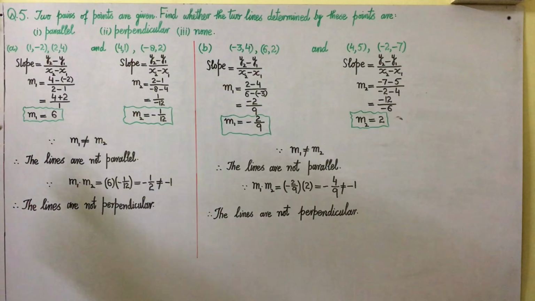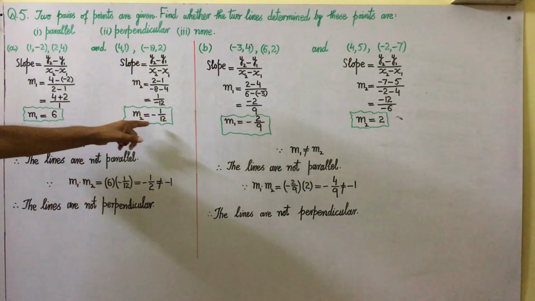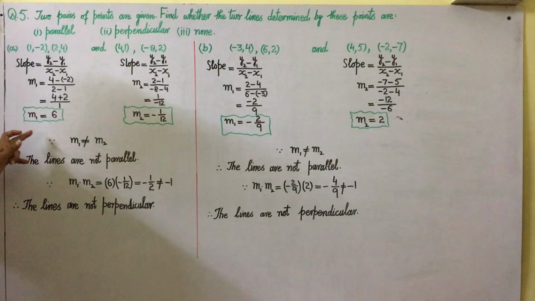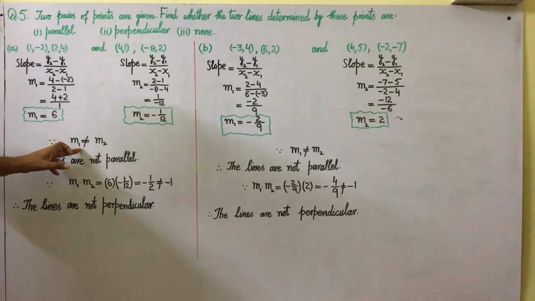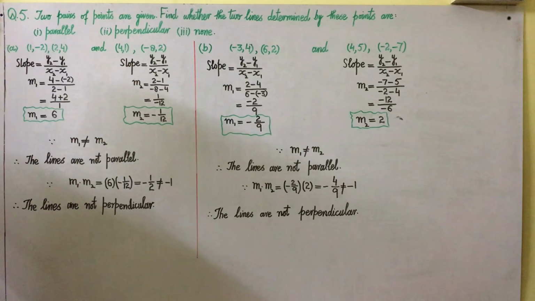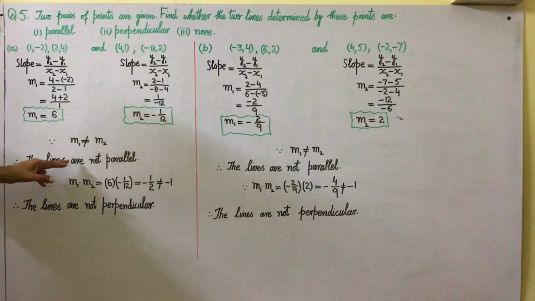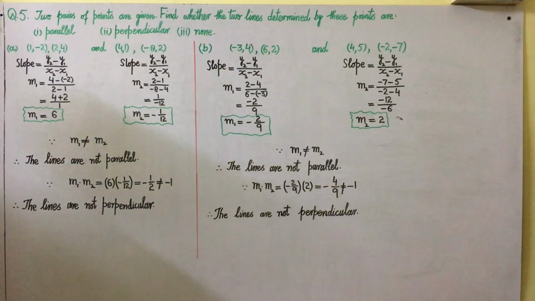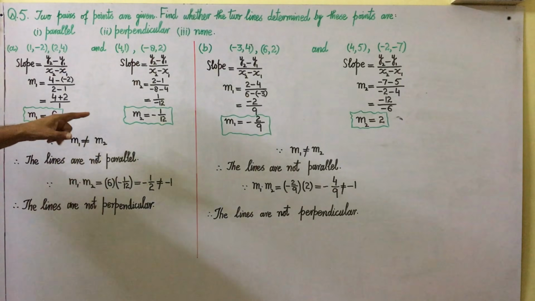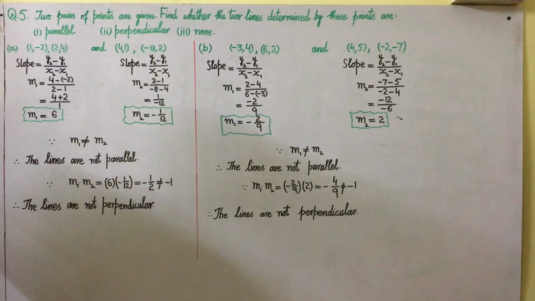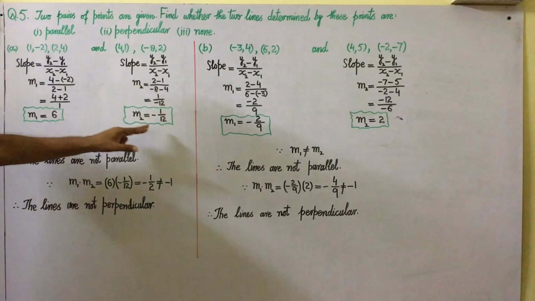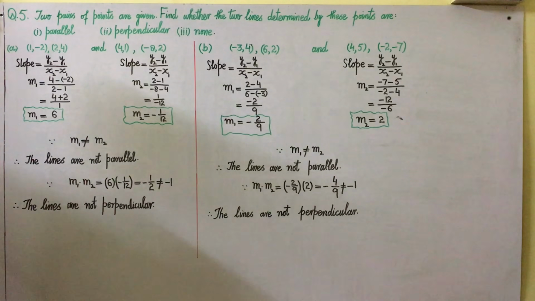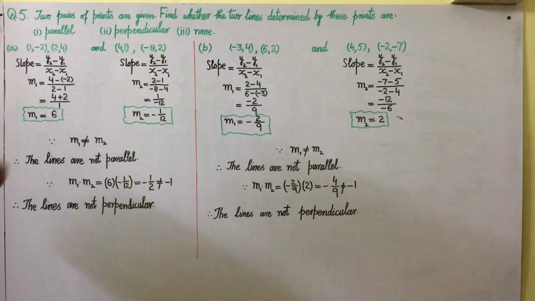Now you see m1 is 6, m2 is minus 1 over 12. Because m1 is not equal to m2, therefore the lines are not parallel. If the slope of the two lines is equal, then the lines are parallel. But here the slopes of the two lines are not equal, so these lines are not parallel.